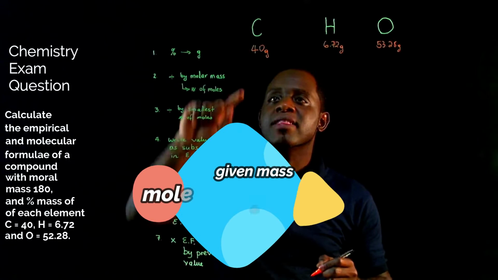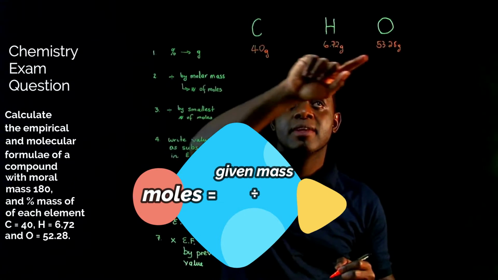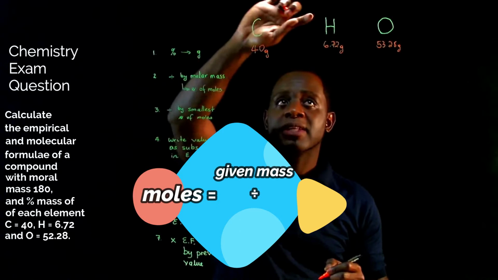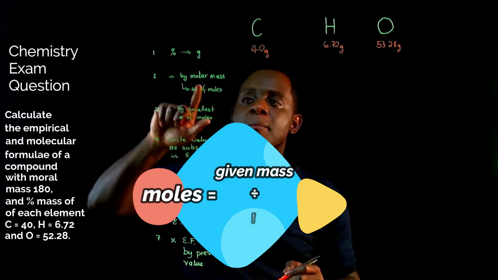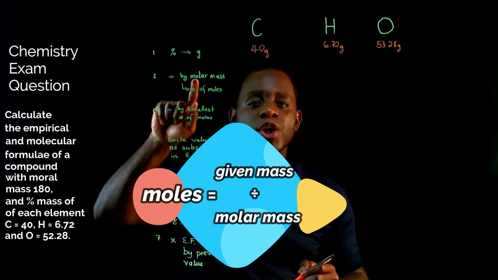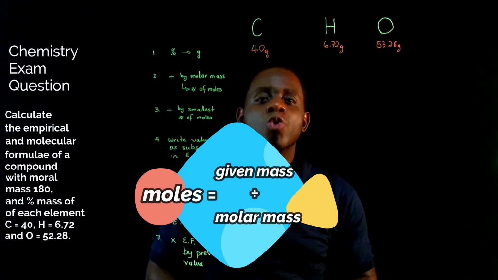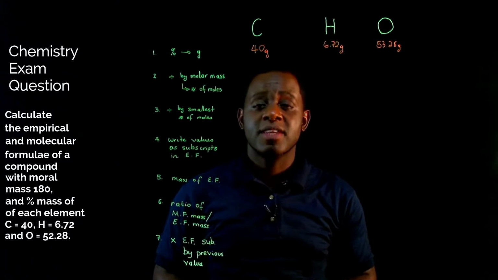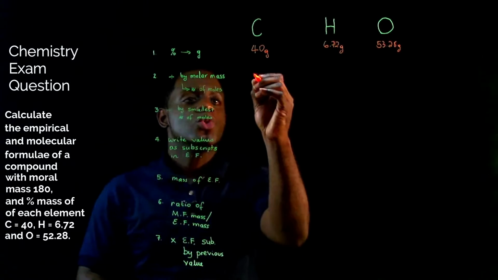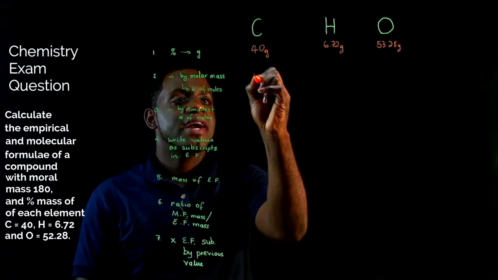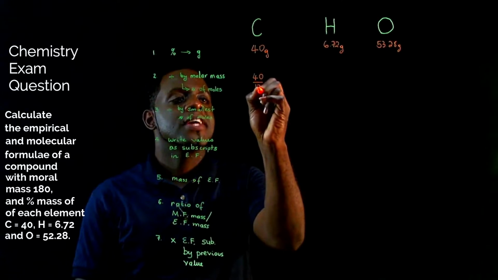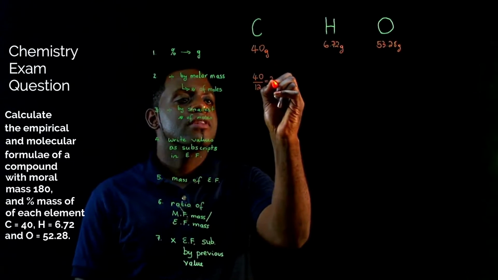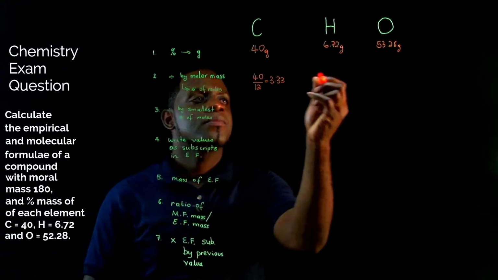The second step involves finding the number of moles in these masses, and we'll do so by dividing the given mass of each element by the molar mass, which turns out to be the relative atomic mass found in the periodic table, which is 12 for carbon, so we divide 40 by 12, and that gives us 3.33.